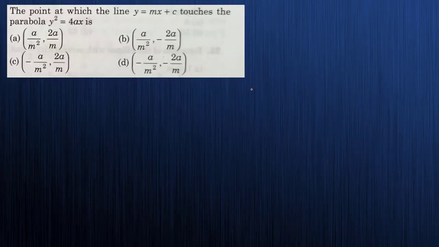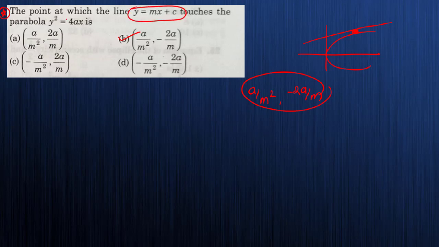Okay, next, ये तो भाई theoretical question है. देखो, it is the point at which the line y is equals to mx plus c touches the parabola y square is equals to 4ax. जो हम लोगों ने अभी लास्ट बट वन क्वेश्चन किया है, जो टच पॉइंट है ना, this touch point is always equals to what? It is a by m square comma minus 2a by m. Always remember this is the form. जो टच पॉइंट है for this line y is equals to mx plus c and for this parabola only, we have a by m square comma minus 2a by m.